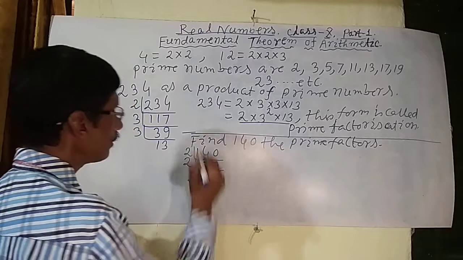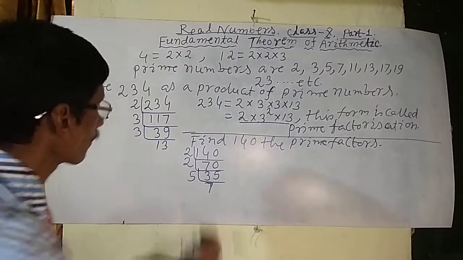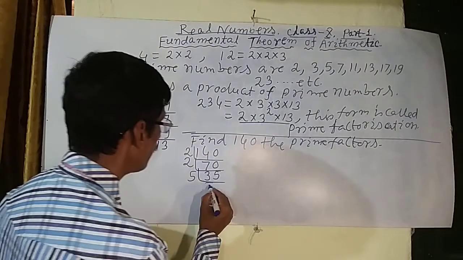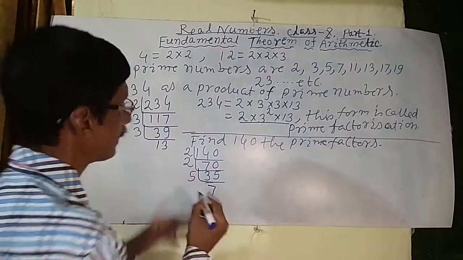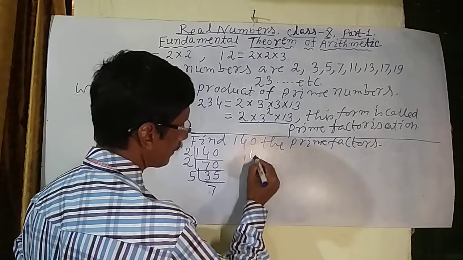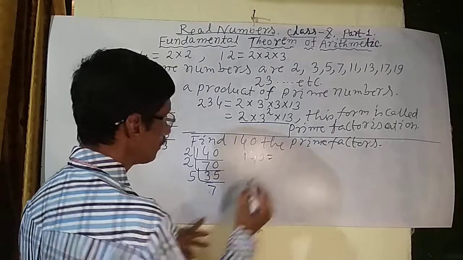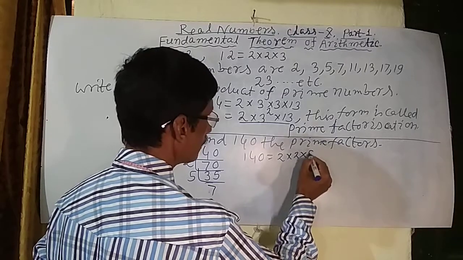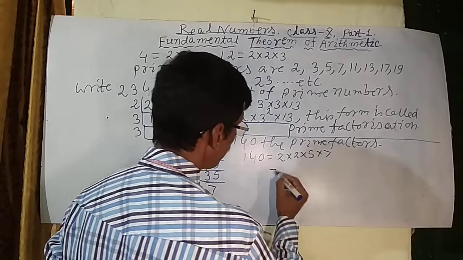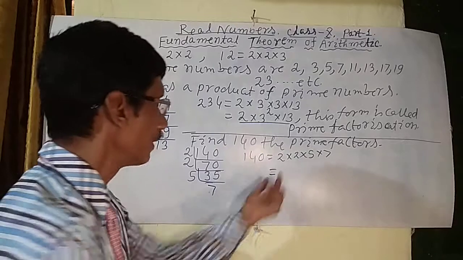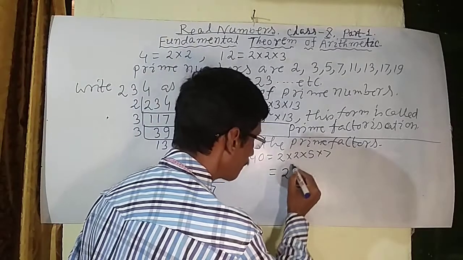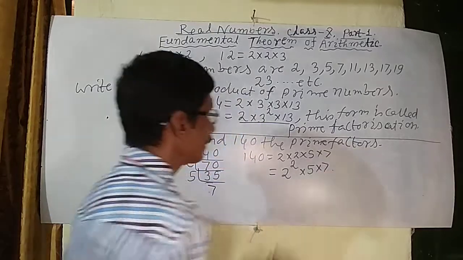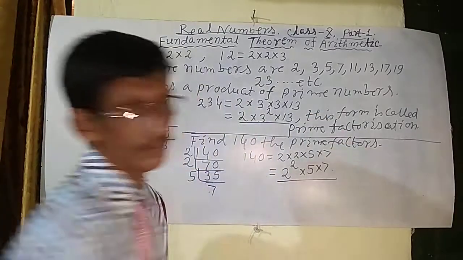Okay, so you can write this. This is fine, and then write the prime factorization. 140 is equal to 2 multiply 2, multiply 5, multiply 7, and there are two factors the same. The number of 2s is 2 and the power will be 2, and then 5 and 7. This form is called the prime factorization.